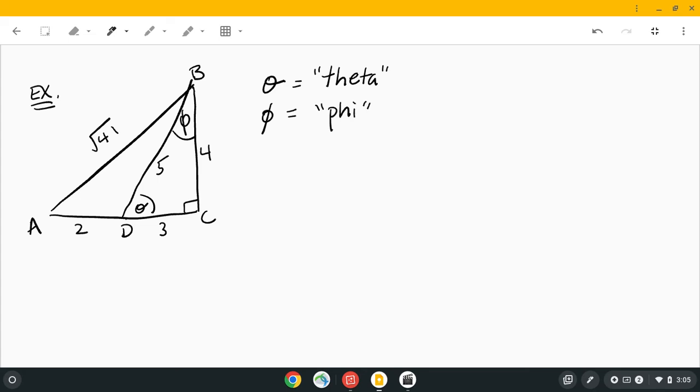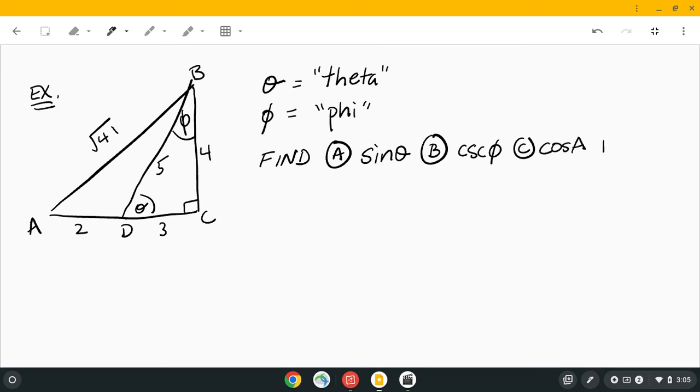Suppose that you have to find A, sine theta; B, cosecant phi; C, cosine A; and D, tangent of angle ABC.